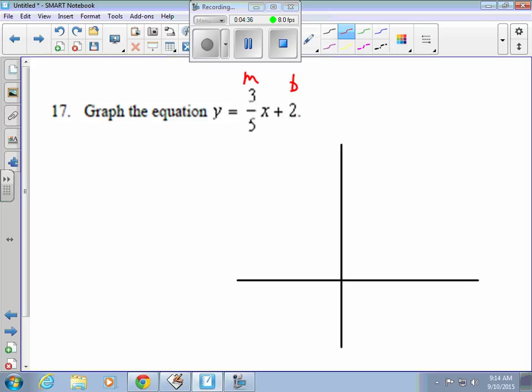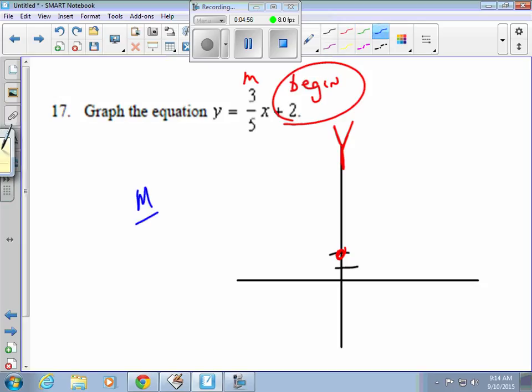B is your y-intercept. Remember, b tells you where to begin. If you ever get those two confused, that's where you start. On your y axis, you're going to begin where its value is 2. That's where you're going to put your first point right there. From there, your m tells you where to move. That's what the m stands for.